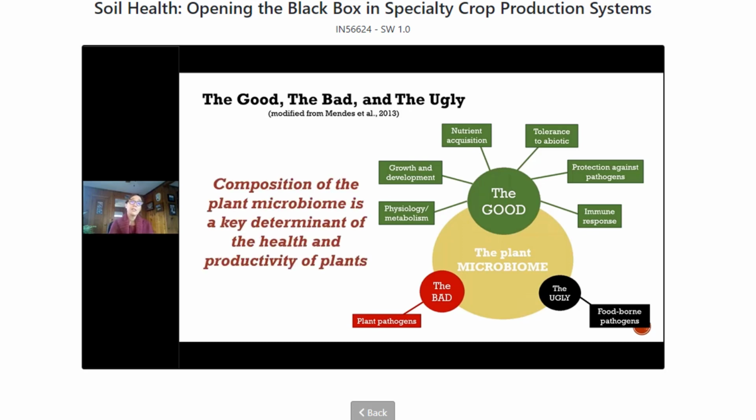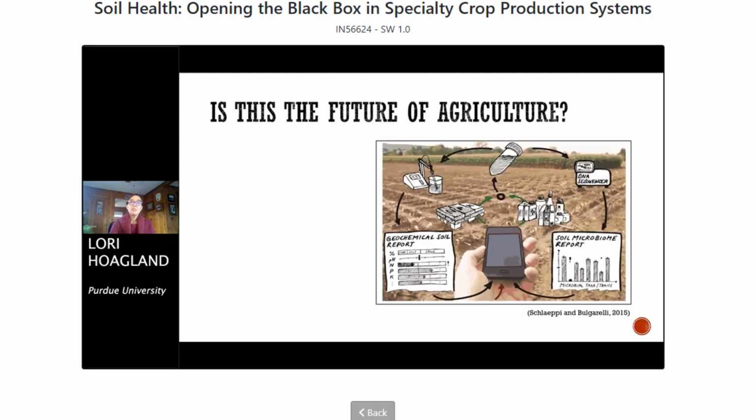And so consequently, learning more about the composition of these microbiomes is a key determinant of the health and productivity of plants. They're very important. And so some have proposed that this is what the future of agriculture is going to look like. Just like we can go out and take a soil test for soil chemical properties and understand that, oh, our pH is low or we need these nutrients and we can add these, someday we might get to the point where we can actually do a soil microbiome report and know which microbes are deficient in our soils and need to be added. But we're still a long way from this point.